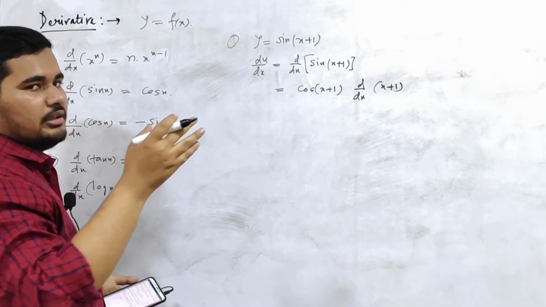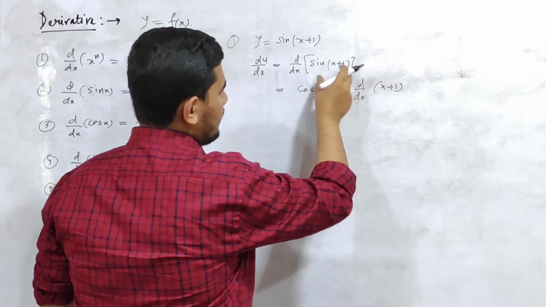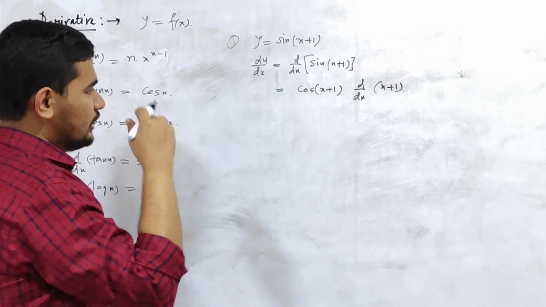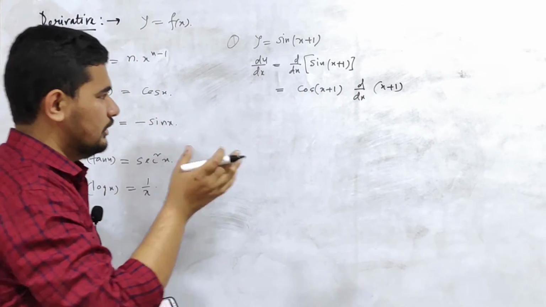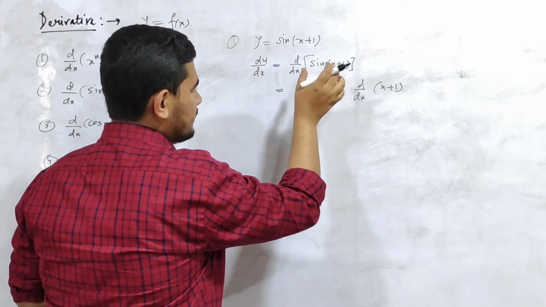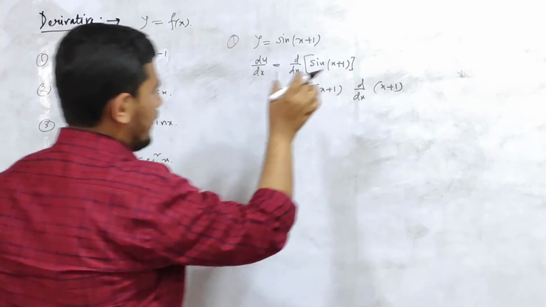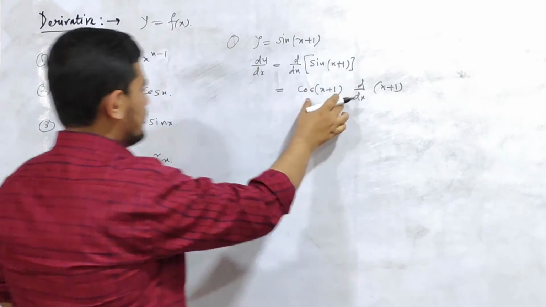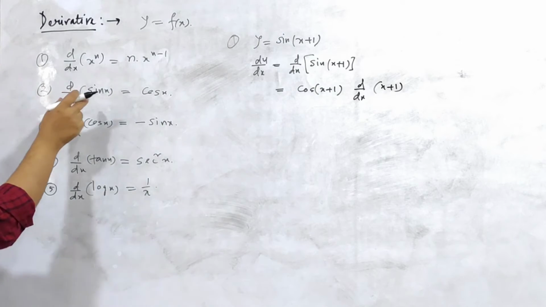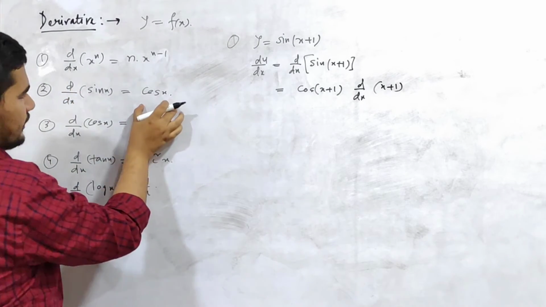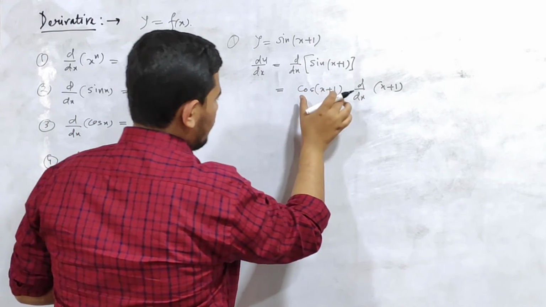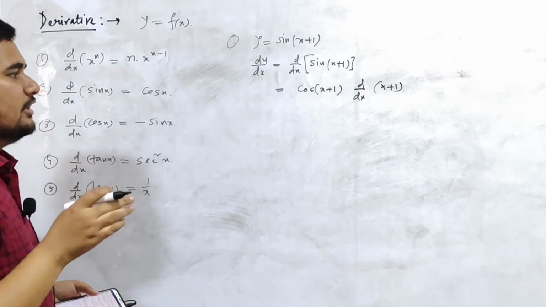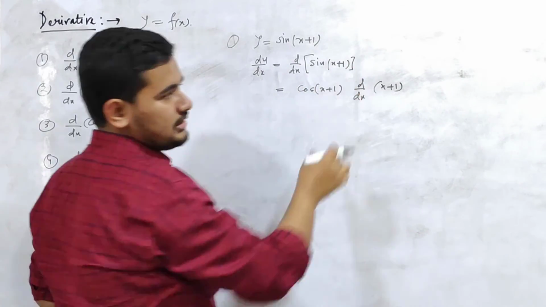So I am going to think in my mind that x plus 1 is x. So when I am having sine of x plus 1, I can write cos of x plus 1. As I am writing sine of x equal to cos of x, similarly I can write sine of x plus 1 equal to cos of x plus 1. But the thing is that here only x is not present, it is x plus 1.